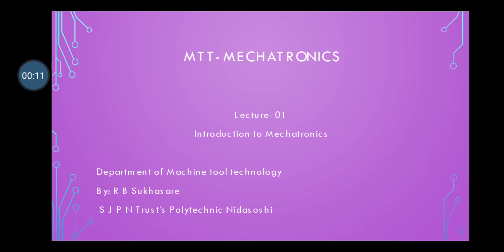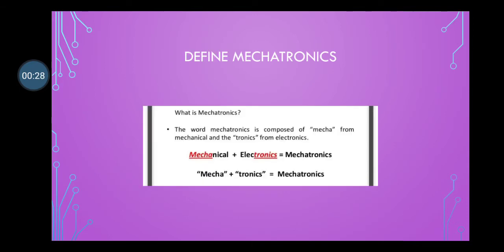Now, the study about the first unit, sixth semester, first unit, introduction to mechatronics. Here, the first question: define mechatronics. What is meant by mechatronics?